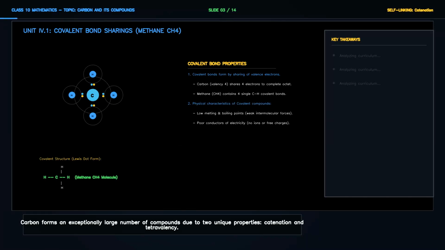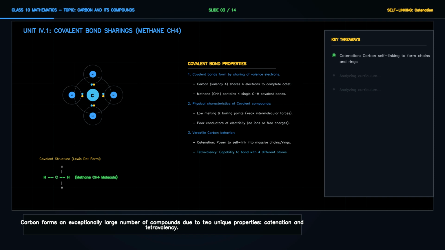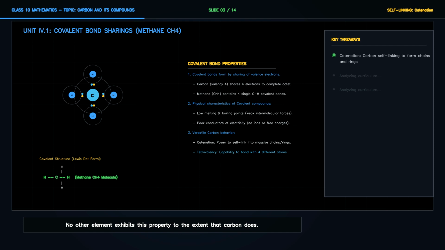Carbon forms an exceptionally large number of compounds due to 2 unique properties, catenation and tetravalency. Catenation is the unique ability of carbon atoms to link together through covalent bonds to form long, stable straight chains, branch chains, or closed rings. No other element exhibits this property to the extent that carbon does.